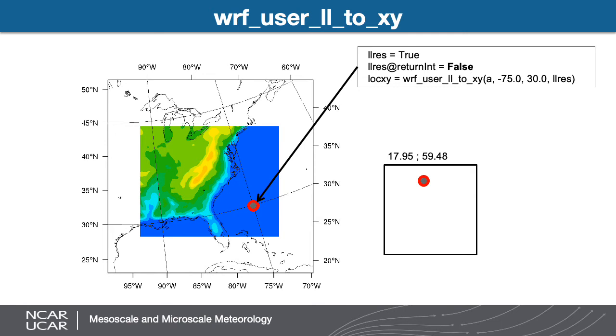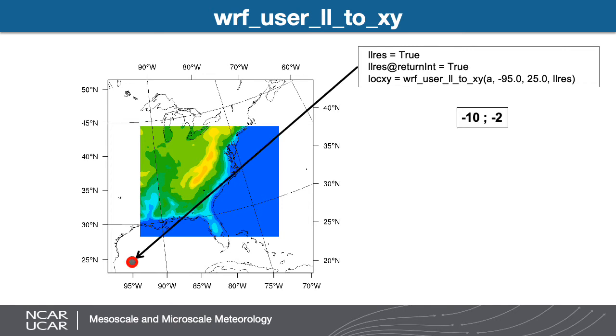This can be useful if you want to know where exactly in the grid a point is, but it's really not useful if you're wanting to pull out data from a specific point in the model, because if you give this information to the WRF model, it won't know what it's looking at. So we actually want integers. What we can do is change return int to true, and that will spit out the closest grid point to your latitude and longitude, which in this case is 18 and 59.